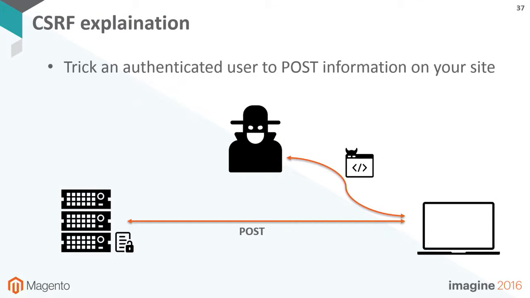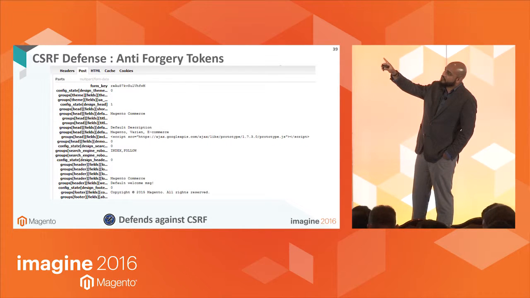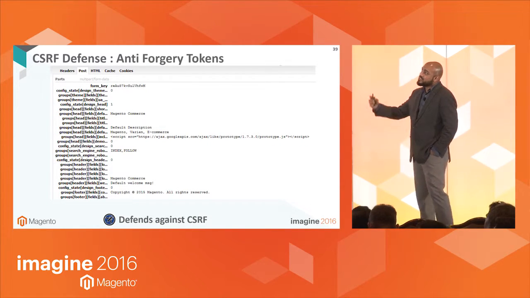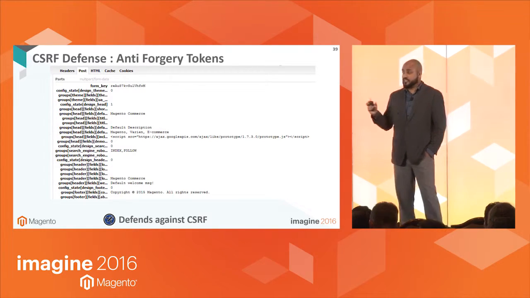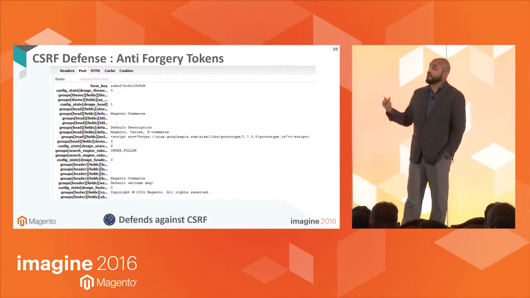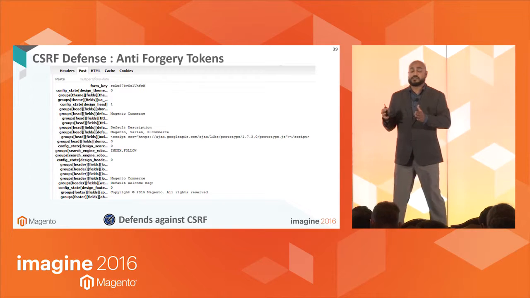So remember, the attacker is creating a JavaScript that will post to your server, okay? The attacker knows what is in the form fields. But this is a list of form fields that I grabbed from Firefox. And if you notice the top one there says form key. This form key is a unique random string per session, okay? So Magento's got this feature built in. It'll generate this for you, and it will validate it for you also in the controller post actions.